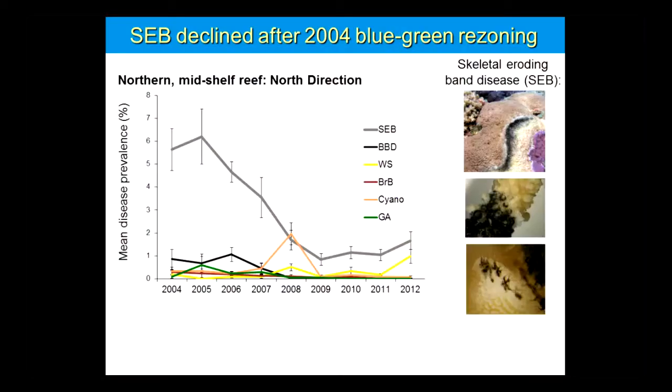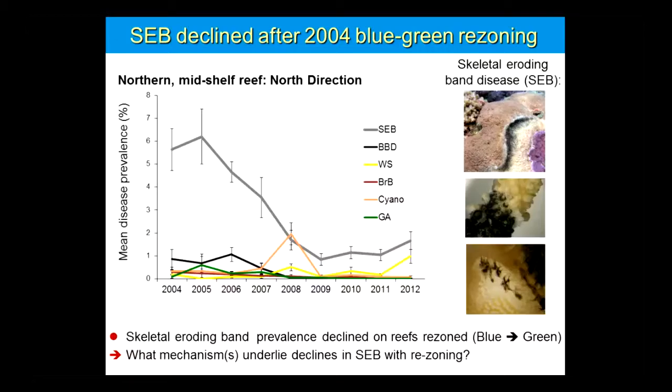And this shows now for one of the mid-shelf reefs that was rezoned in 2004, and it shows fairly clearly that it is this decline in sclerotic band disease, which is a ciliate disease, that's driving this pattern. And in fact, the same pattern was found in the two other reefs that were rezoned in 2004. It was a decline in the ciliate disease, sclerotic band, that drove the overall pattern. And in contrast, for the reefs that were not rezoned, this disease remained low throughout the period of the study.